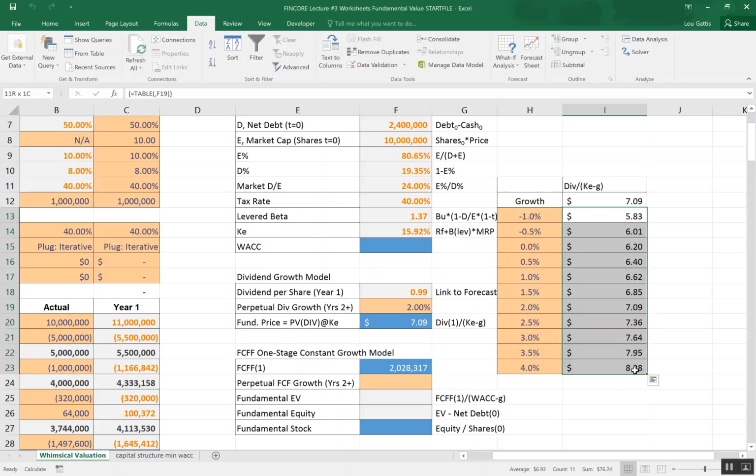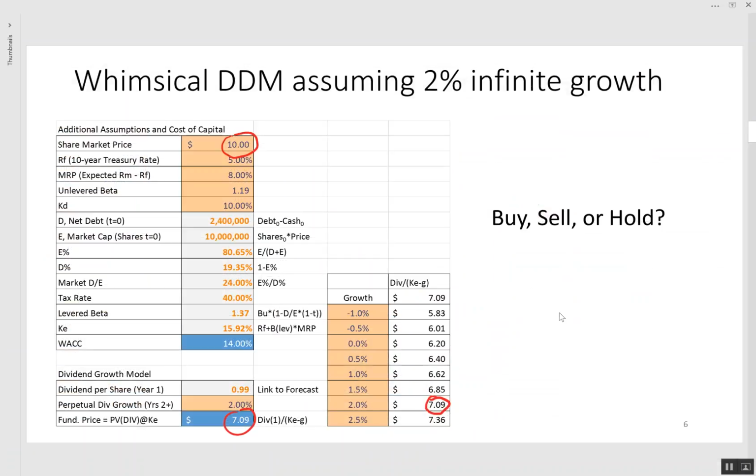And here I have a range of prices. So it looks like if all the other factors are correct, and the growth rate is between -1% and 4%, the stock is worth between $5.83 and $8.28. So it doesn't look like a great deal. So that's how you can use the dividend discount model.